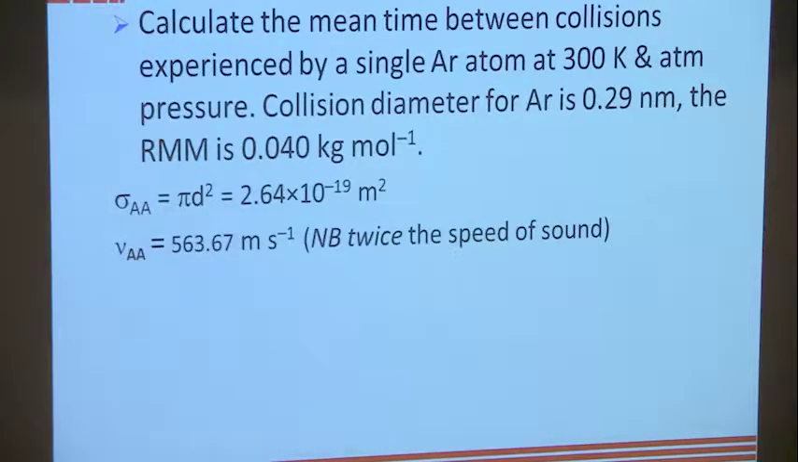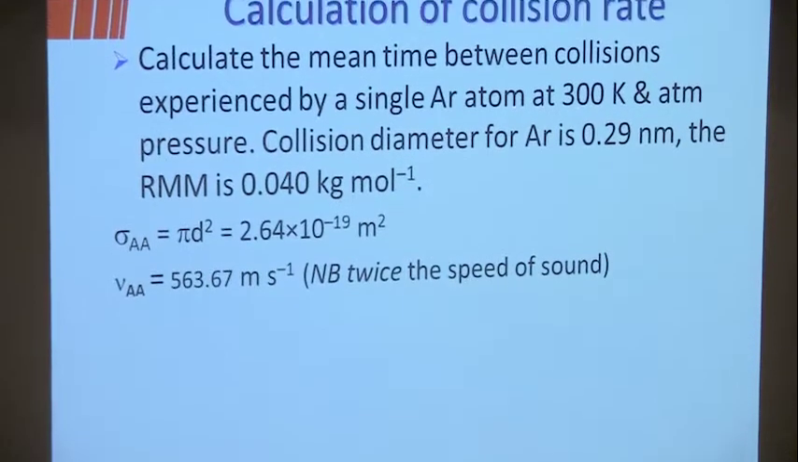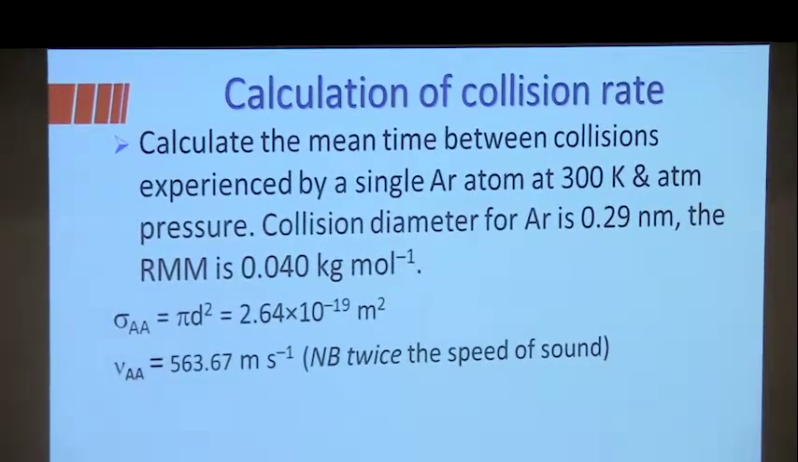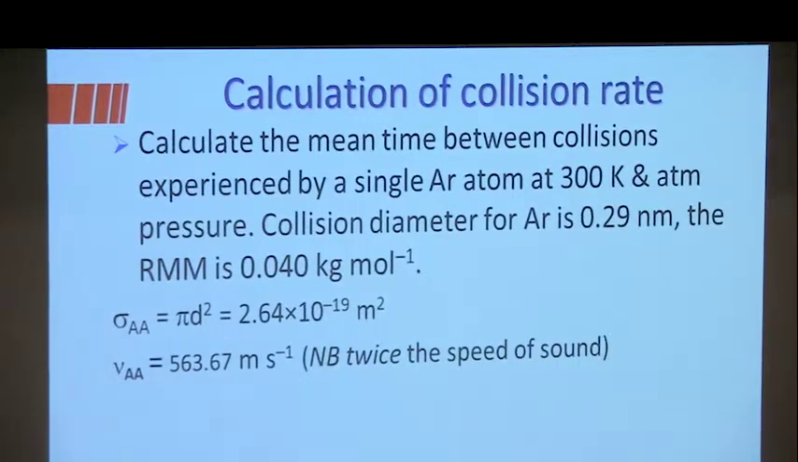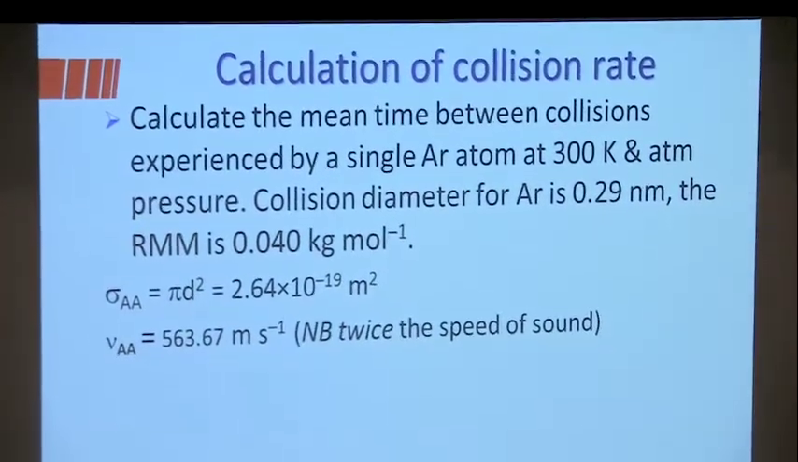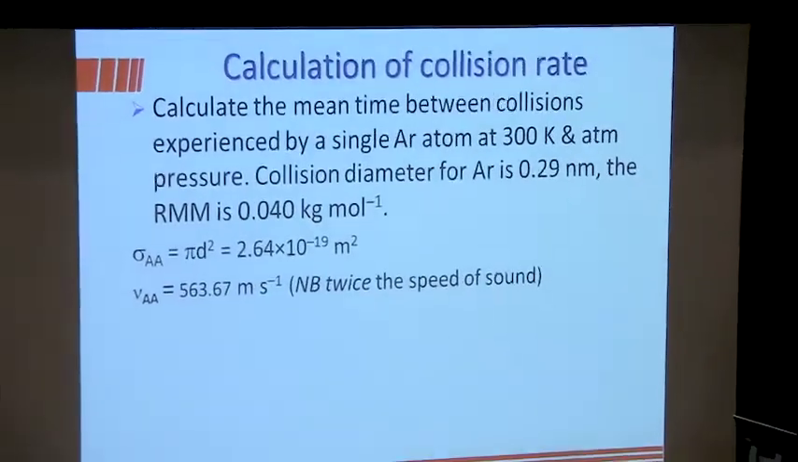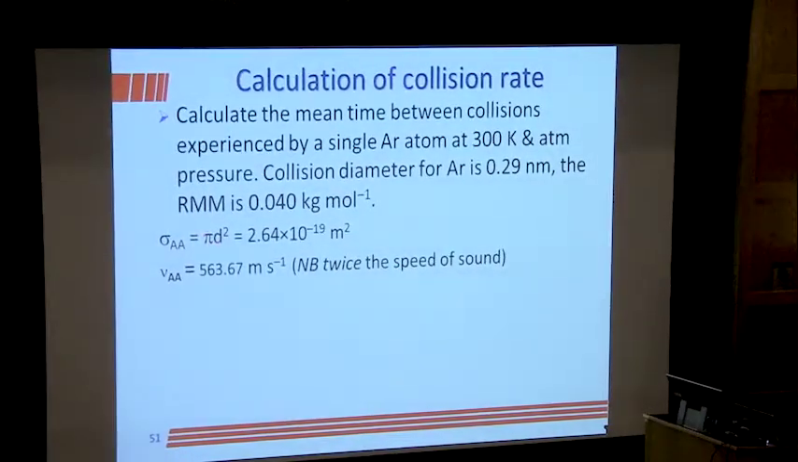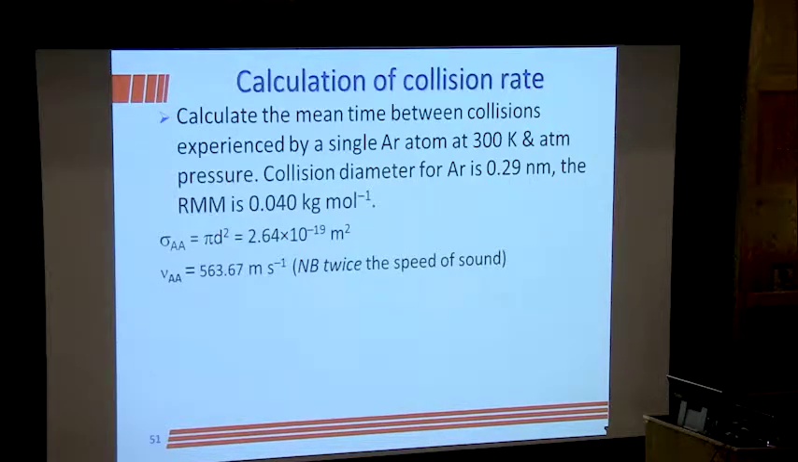Okay, so here's a little problem. Let's try and explain it a little bit better. Calculate the mean time between collisions experienced by a single argon atom at 300 Kelvin and atmospheric pressure. The collision diameter for argon is 0.29 nanometers, and the relative molecular mass of argon is 0.04 kilograms per mole. So the collision cross-section is pi r squared, pi d squared, (RA plus RB) squared, which is d squared, which is 2.64 times 10 to the minus 19 meters squared.